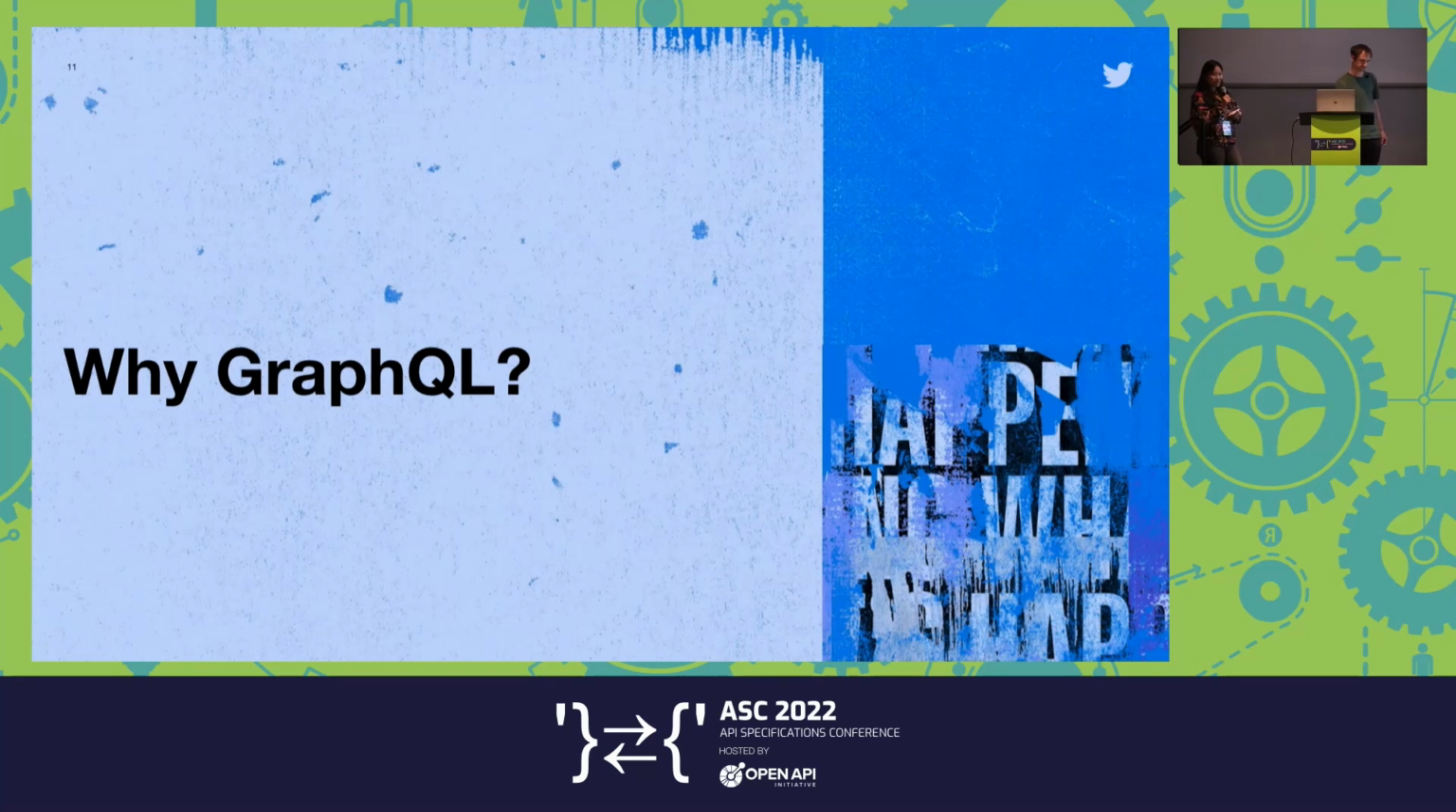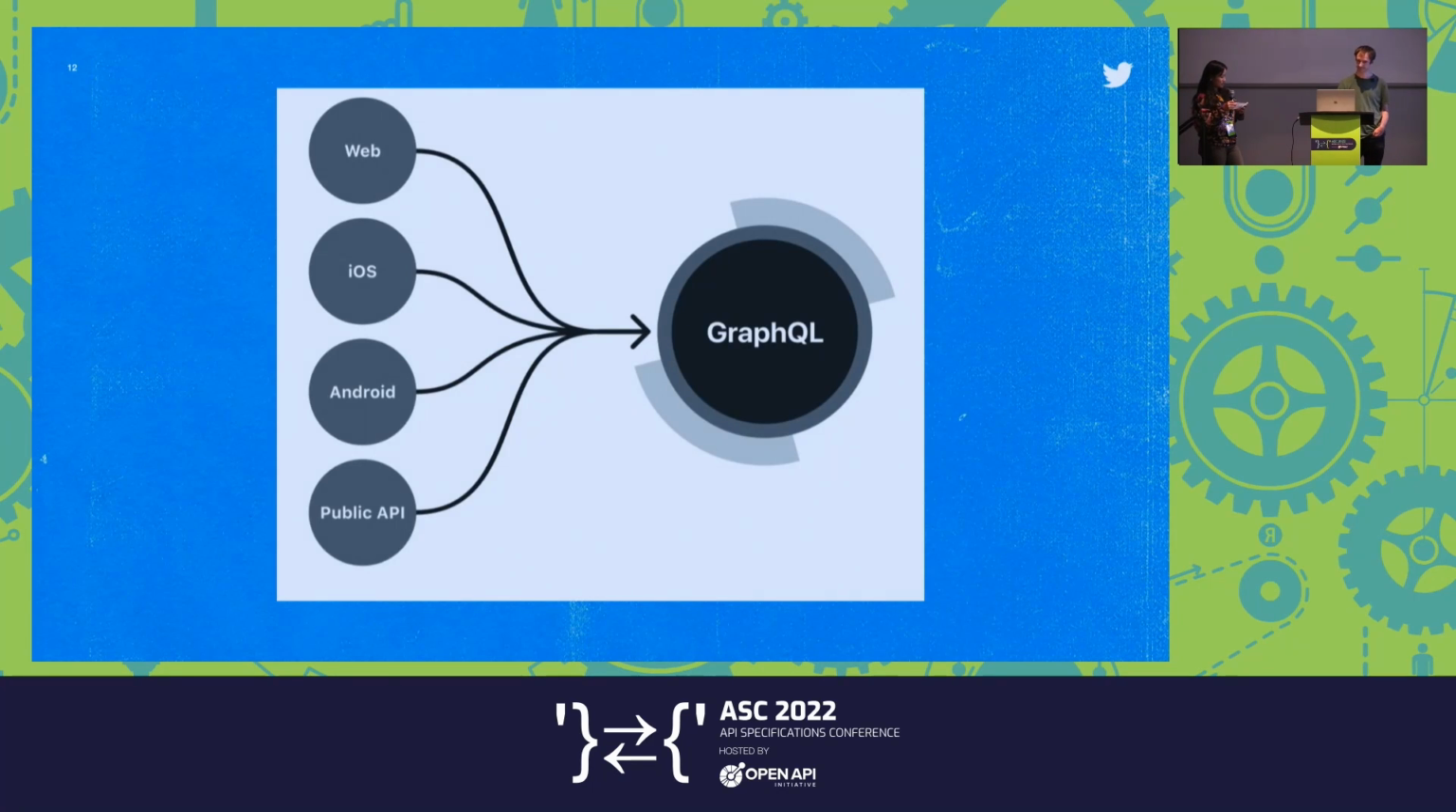Cool. So why GraphQL? As Erik mentioned briefly earlier, separate from the Twitter API, Twitter was already starting to use GraphQL to enable access to Twitter data. Clients were able to easily access that data from backend services. As a result, GraphQL provided a way for us to have a unified backend for all surfaces of Twitter, including web, iOS, Android, and the public API.